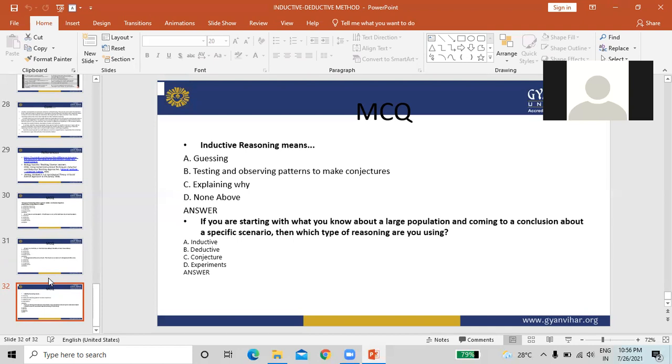Next MCQ. If you are starting with what you know about a large population and coming to a conclusion about a specific scenario, which type of reasoning are you using? Option A, inductive. Option B, deductive. Option C, conjecture. Option D, experiment. Choose the appropriate answer.